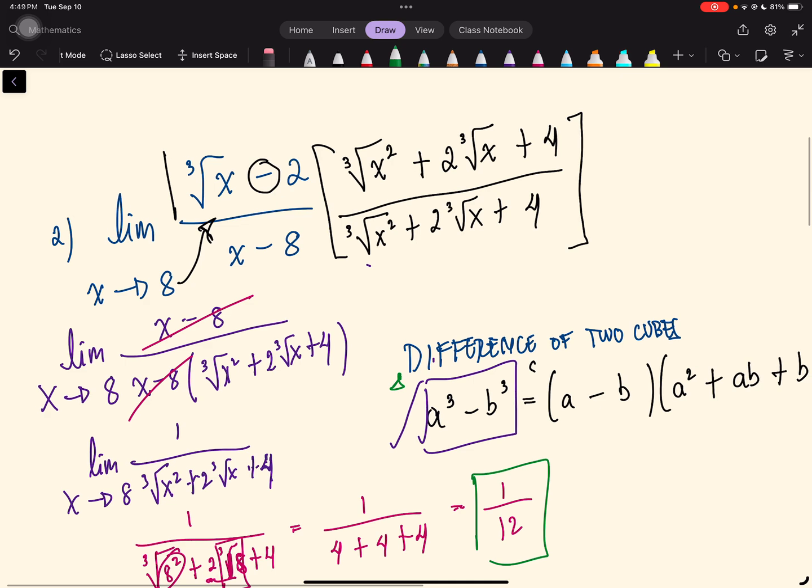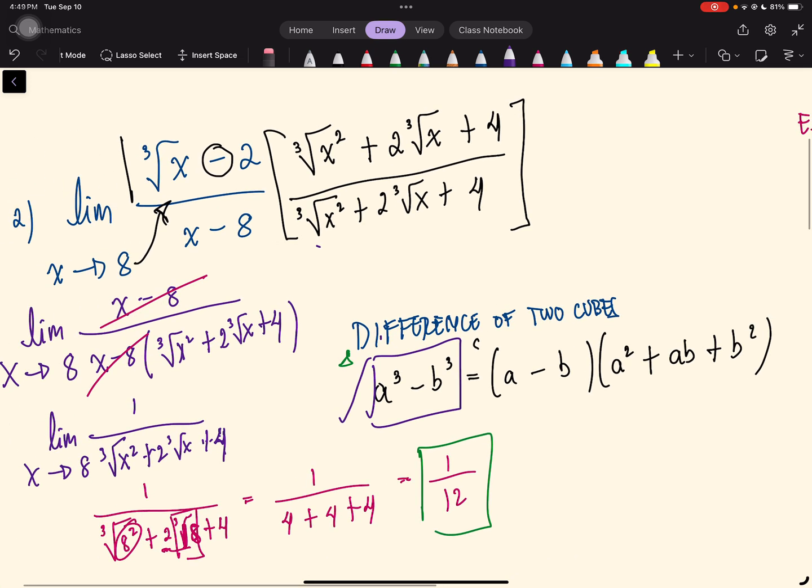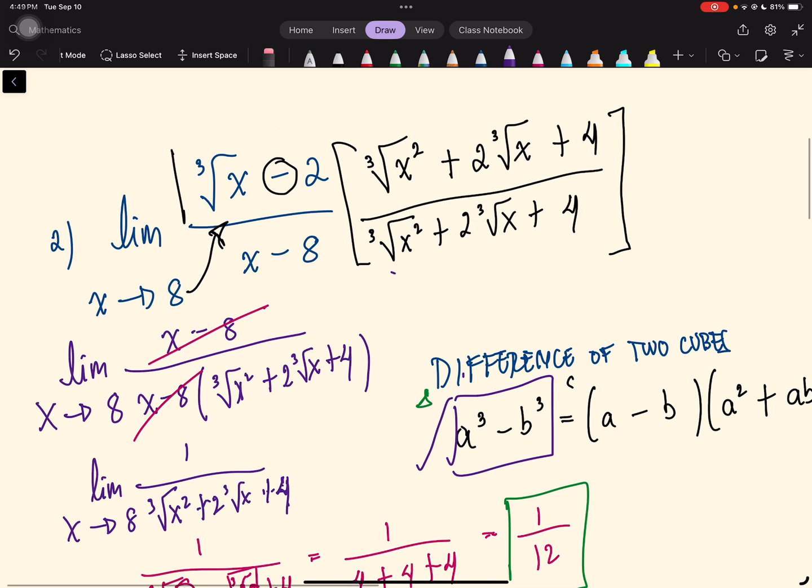Now, I hope you guys familiarize yourself with the difference of two cubes, perfect square trinomial, and difference of two squares, because it's very helpful when it comes to solving limits. Especially the difficult ones. Like this, okay? To be honest, this one is also a bit difficult.